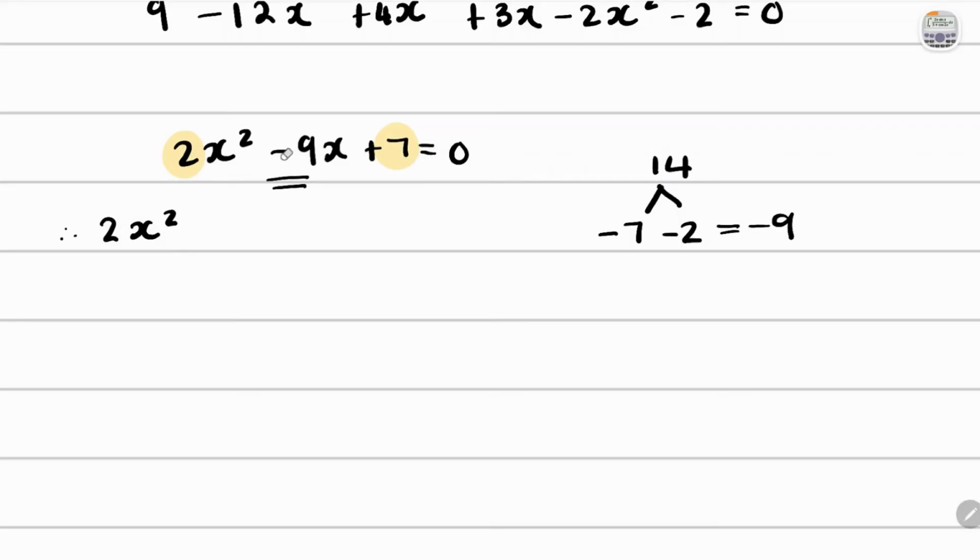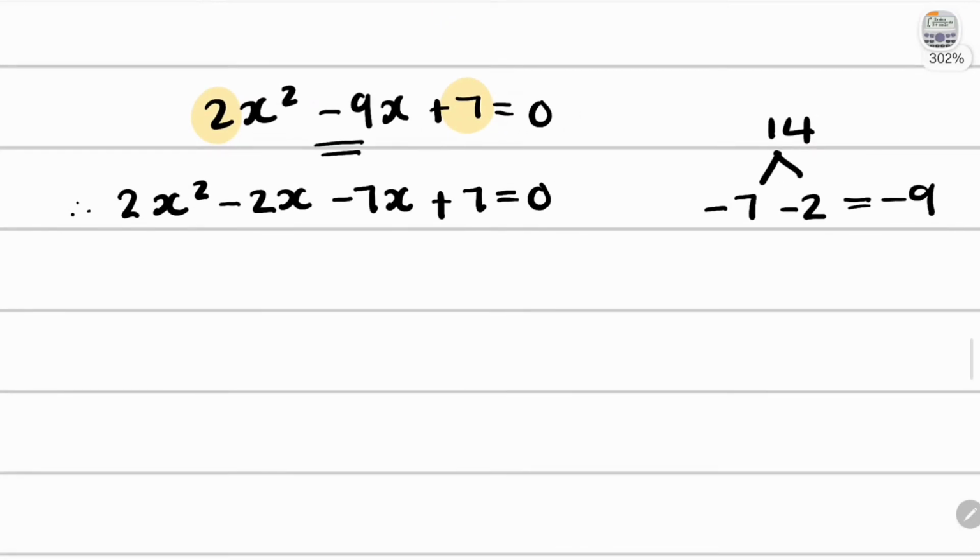So we are rewriting negative 9 as negative 7 minus 2. But we're not just going to put them in any order. You're going to put the negative 2 with the 2x squared because it shares a common factor with it. But remember that we are trying to represent negative 9x, which is already in terms of x. So this is negative 2x. And then this is going to be negative 7x. And then we continue with our equation. Plus 7 is equal to 0.